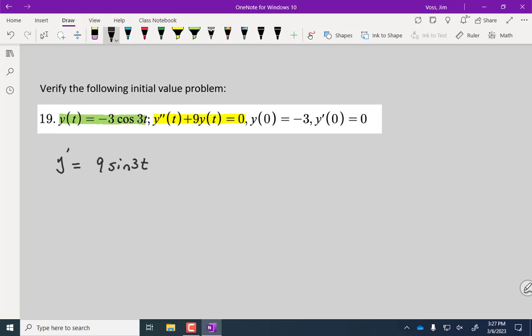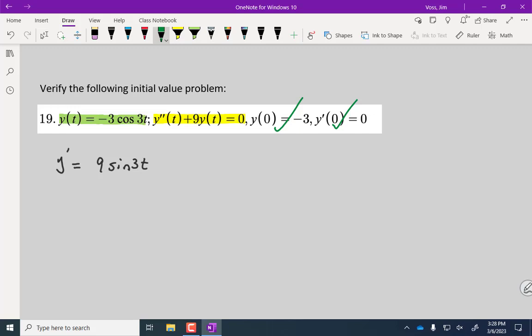So let's just check our initial values and make sure that they're not trying to pull one over on us. y of 0 is negative 3. If we plug in 0 right here, cosine of 0 is 1. 1 times negative 3. So that initial value checks. So they didn't goof up with the initial value. And now let's check over here. y prime of 0 is 0. If we plug in a 0 for that t value, sine of 0 is 0, so y prime is 0. So both those initial values check.